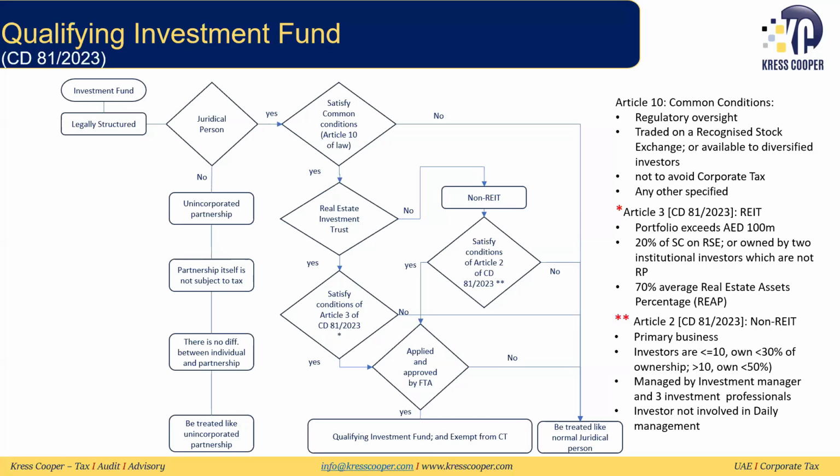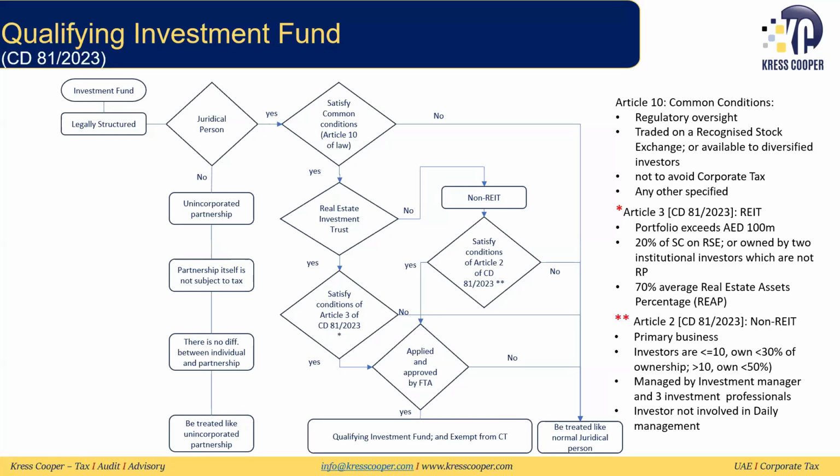Now, if they were a real estate investment fund, then we will have to check if they are also satisfying the condition of Article 3 of the Cabinet Decision 81. What are those conditions? That the portfolio should not exceed 100 million. 20% of the share capital should be on the recognized stock exchange or owned by at least two institutional investors, which are not related parties to each other.